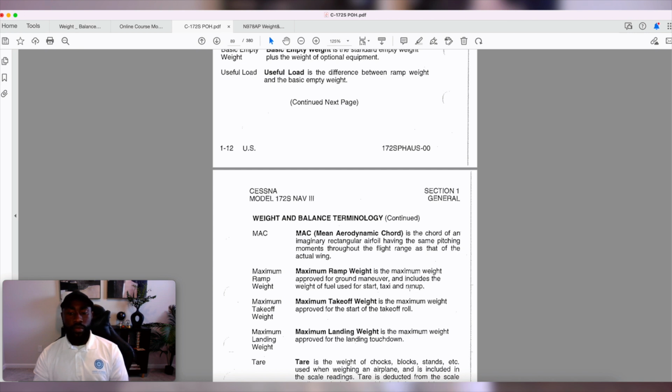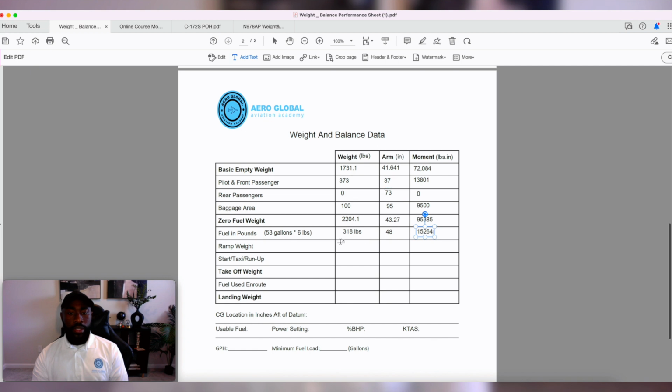So basically, it's just the fuel added to what you already have in the aircraft, right? So basically, in order to get that, I'm just going to add the zero fuel weight, which is every weight we've had here so far, and I'll add the fuel we have on board to that to get my ramp weight. So I'm basically going to be adding 318 plus 2204.1 to get my ramp weight. So it gives me 2,522.1.